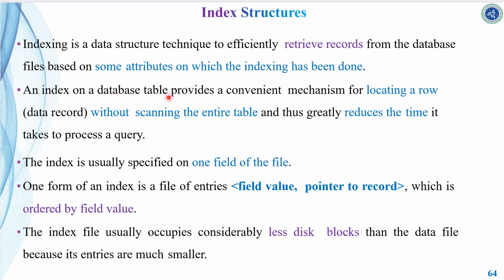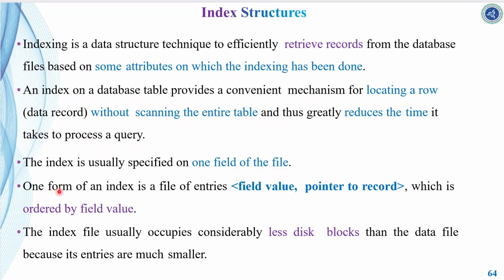The indexing on a database table provides a convenient mechanism for locating a particular row or record without scanning the entire table, and thus we are greatly reducing the time that a query takes to process. Indexing is actually specified on one field of a file.